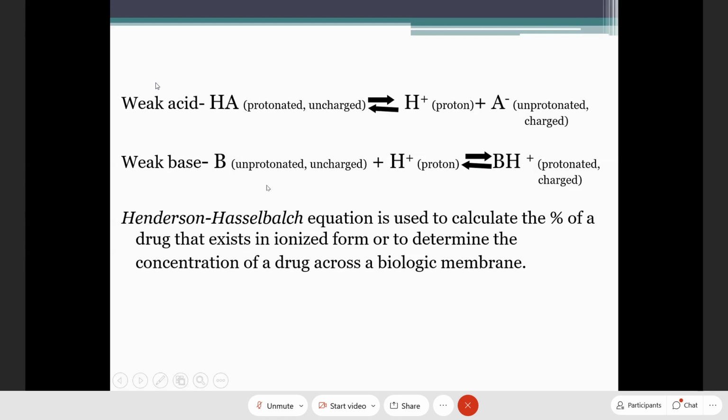Whereas for a weak base, this is the non-ionized form. This is a base drug. This form is the ionized form. So the Henderson-Hasselbalch equation is used to calculate the percentage of a drug that exists in the ionized form. When you calculate the ionized form, definitely you can get the non-ionized form, so you can determine the concentration of the drug across a biological membrane.